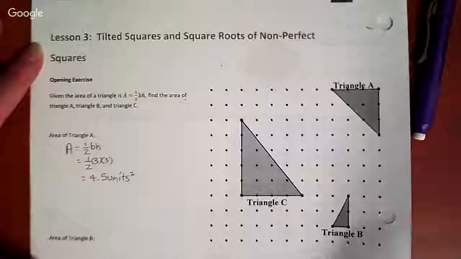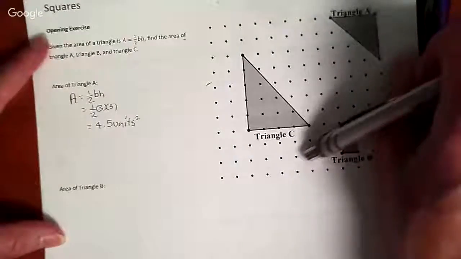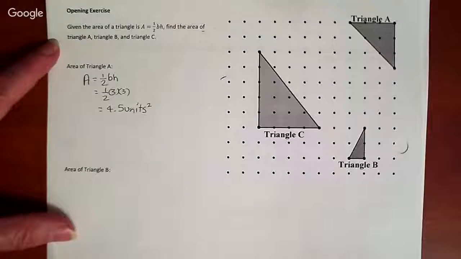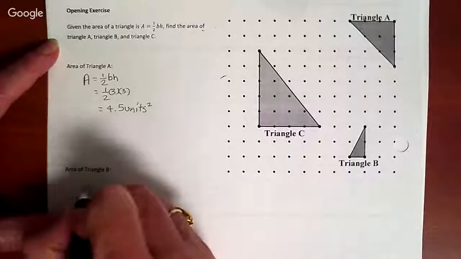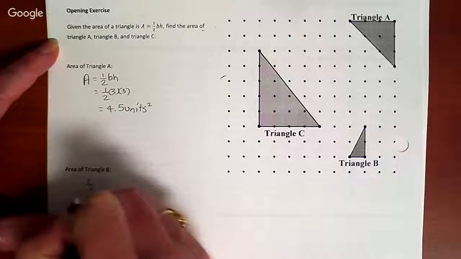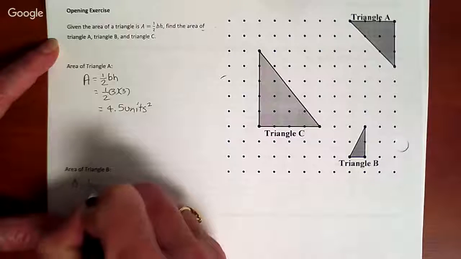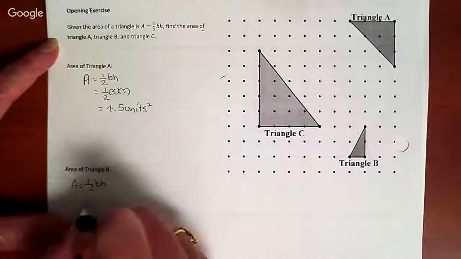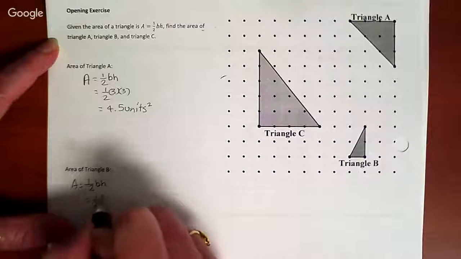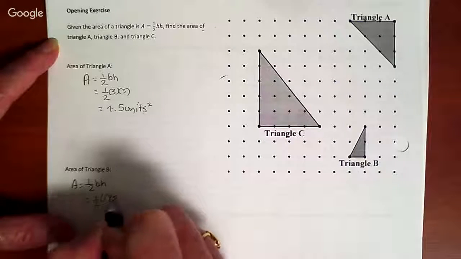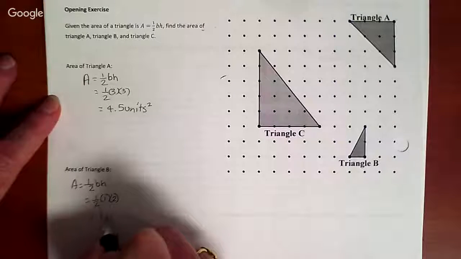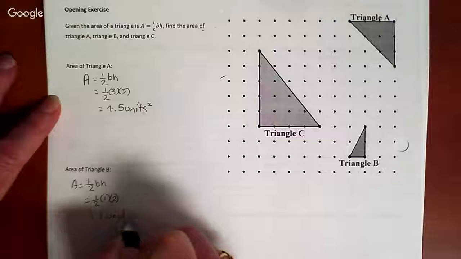Okay. Our next is triangle B. So for triangle B, we have area equals 1/2 base times height. So we have our base is 1. Our height is 2. So our area is 1 unit squared.